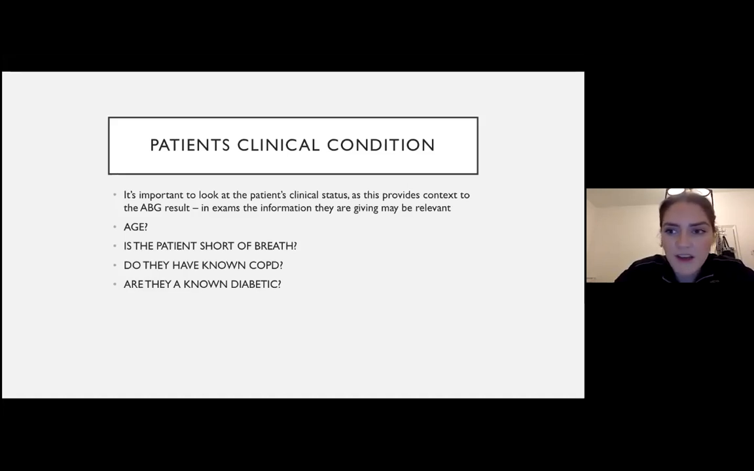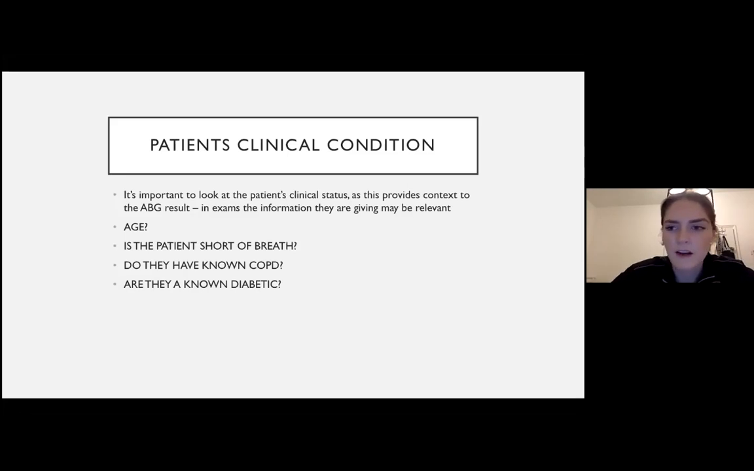Are they short of breath? Are you thinking they could have a respiratory problem going on? Do they have known COPD? Has this been a problem for a while? That's all quite important. Are they a known diabetic, as I say, DKA?